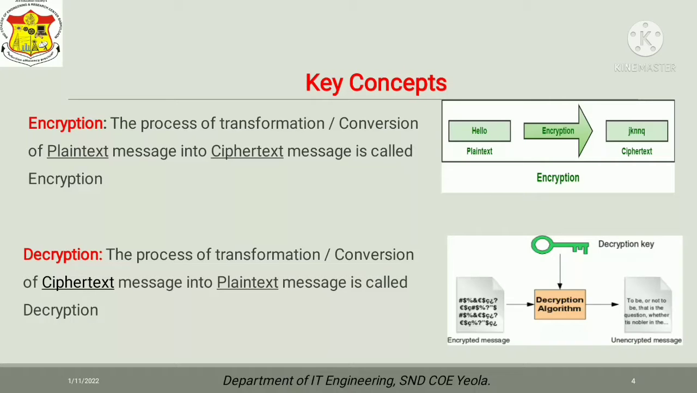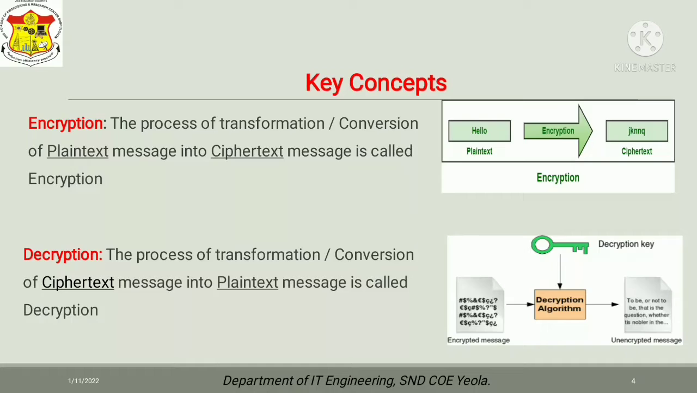Now the second point is decryption. Decryption is the reverse of the encryption process, that is, the process of transformation or conversion of a ciphertext message into a plain text message is called decryption. The input of this decryption process is the encrypted message, or ciphertext message, or coded message, and it converts this coded message into plain text with the help of a key. It's called the decryption key.